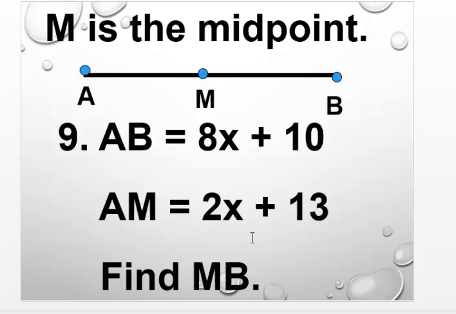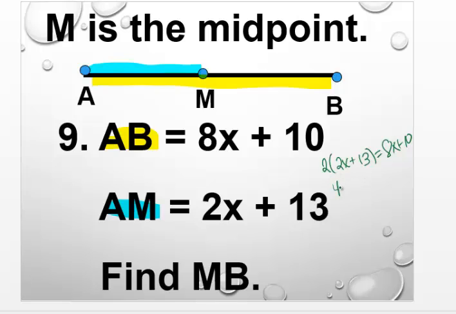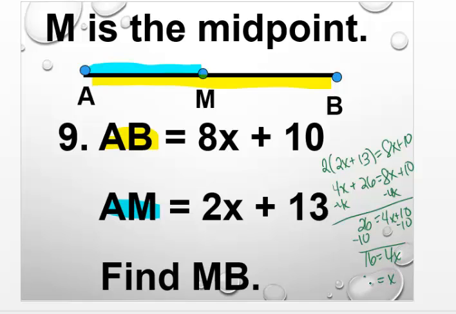Last example, same type of thing. AB is the whole length, and AM is not the whole length. So I need 2 of those blues this time. 2 of these blue ones, 2 of the smaller ones will equal the larger one. When I do that and I distribute, I get 4x plus 26 equals 8x plus 10. Subtract 4x from both sides. I get 26 equals 4x plus 10. Subtract 10 from both sides, I get 16. And then x is 4.